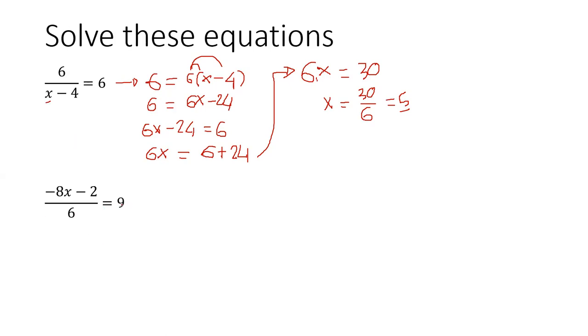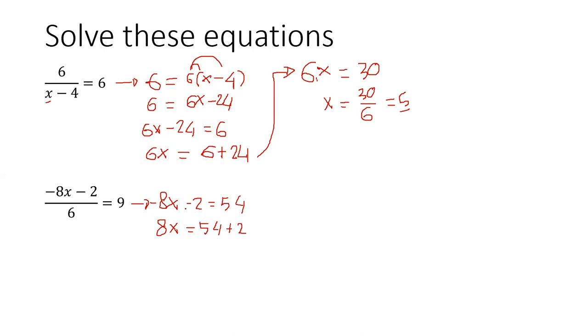Next we gonna solving this problem. As I inform you that 6 can be multiplied by 9. So this equation is gonna be negative 8x minus 2 equal 6 times 9 equal 54. And these equations become negative 8x equal 54 plus 2.